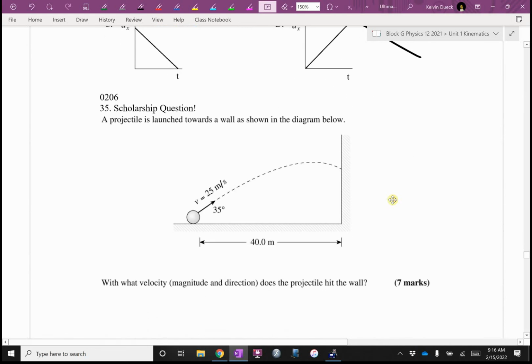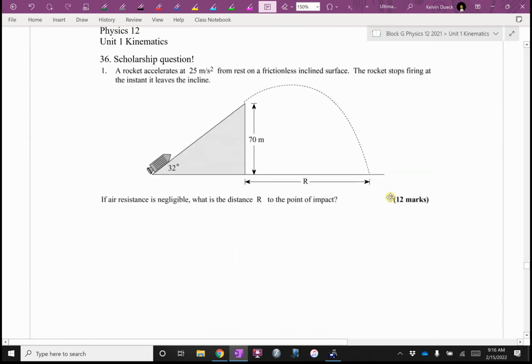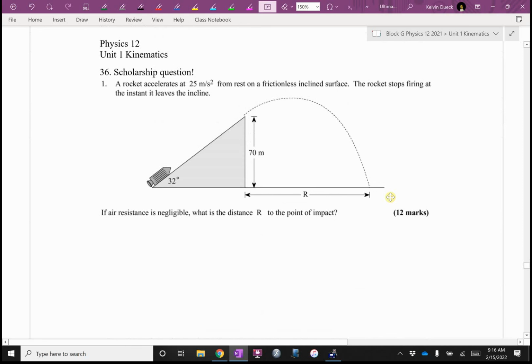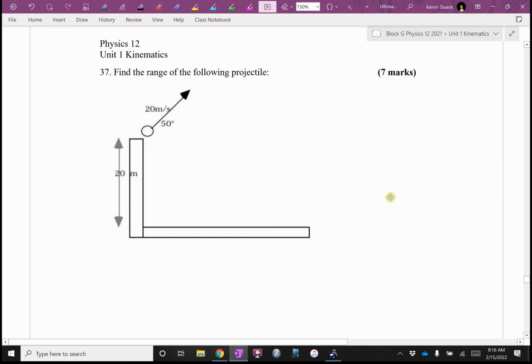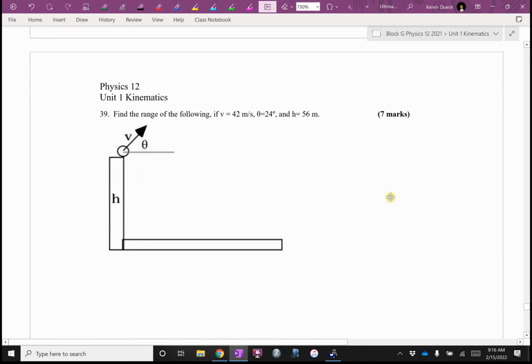Same with 35. That's like number 11 that I put a star next to in your homework today. You can try it. I'm not going to give you one this tough. Same with 36. Scholarship question. At 37, though, absolutely going to be one like this on your test. Here's a cliff at an angle. Find the range. Find the impact velocity. 39, find the range. Cliff at an angle.